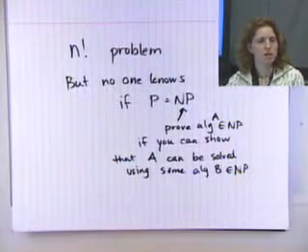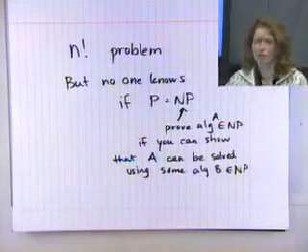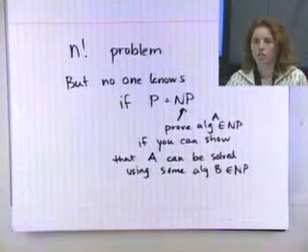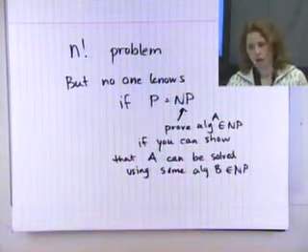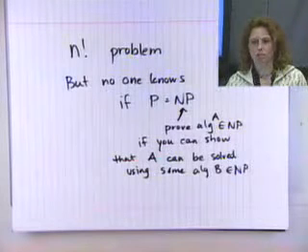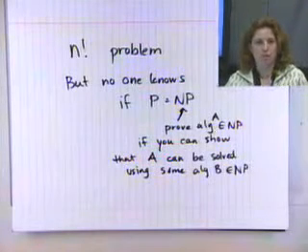So say I had another problem that was a lot like the traveling salesman problem. If I could just figure out how to solve my problem with the traveling salesman problem, then I would be showing that it was in NP. So that's how people grow that set.